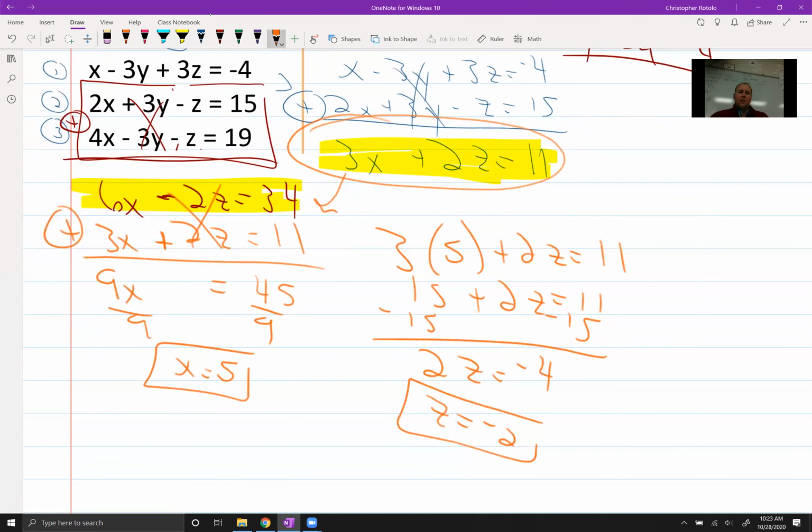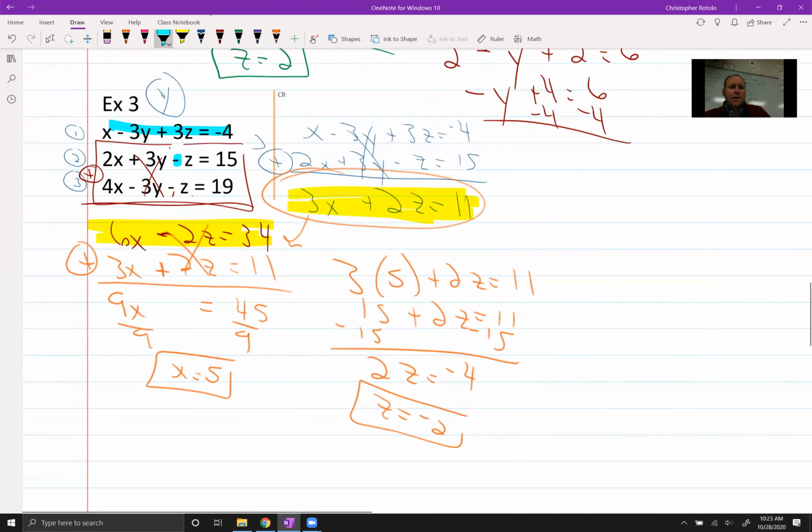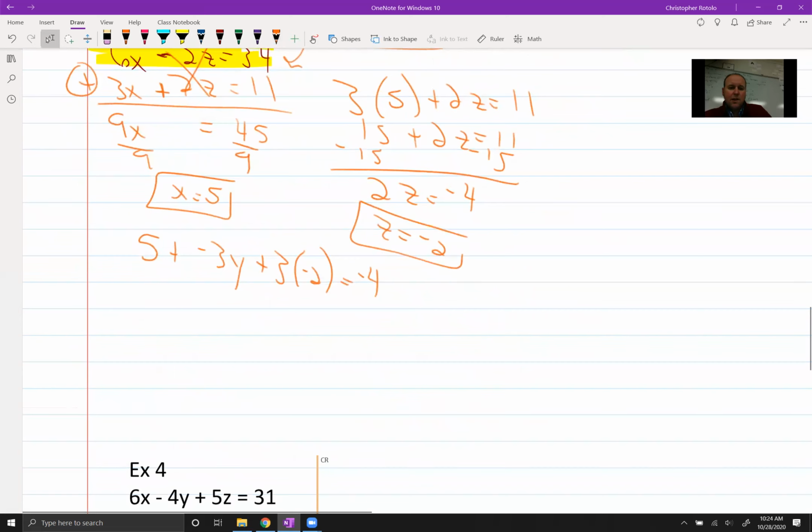Now I need an original equation, and none of these are super duper better than the others. So we just have to make a choice. All right, I get double negative and 3. I don't like that. I don't have a coefficient on this one, so I don't like that. So I'm going to go to equation number 1. I mean, a little more space here. So x is 5 plus -3y plus 3 times -2, and it equals -4. I have some space here, so that'll work.